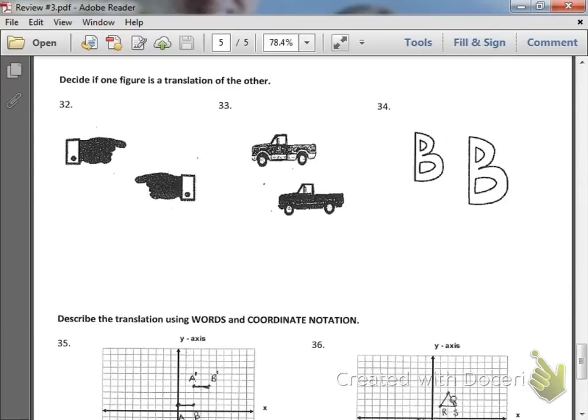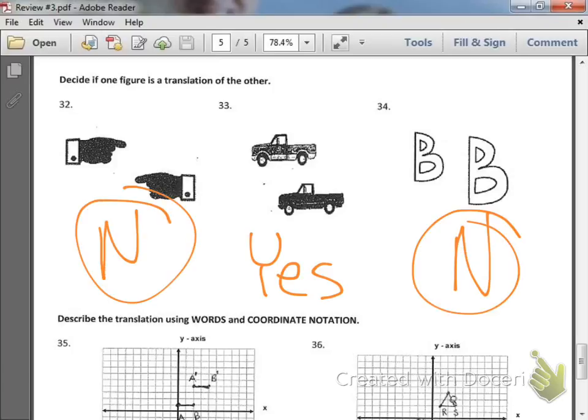Alright, same thing in this next one. Is one figure a translation of the other? There's actually only one of them that's a yes. Do you guys know which one? Yeah, the truck's in the middle. This one's a yes, this one's a no, and a no. This one is a no because it's clearly some sort of a flipping thing happening. And then one of the bees is a different size than the other. Trucks are the only one that could possibly be a translation.